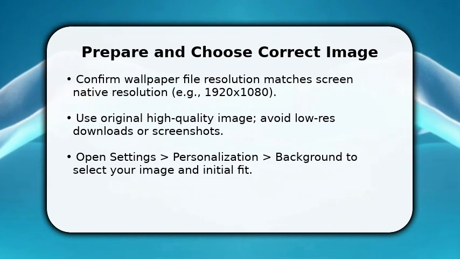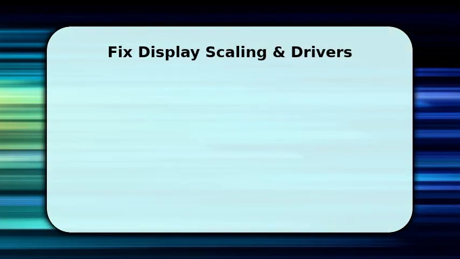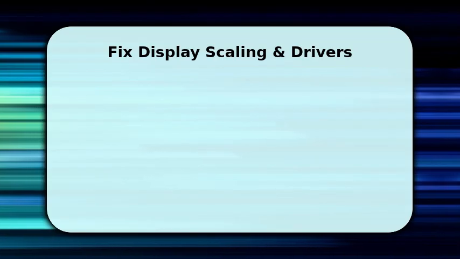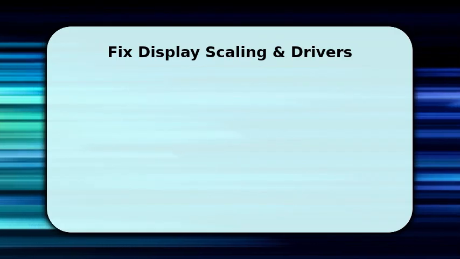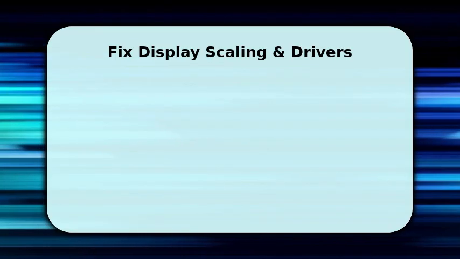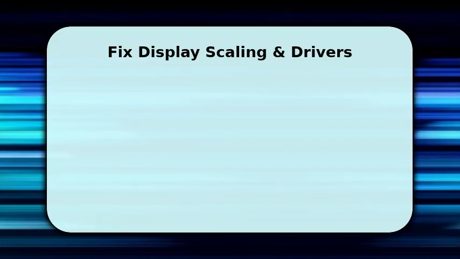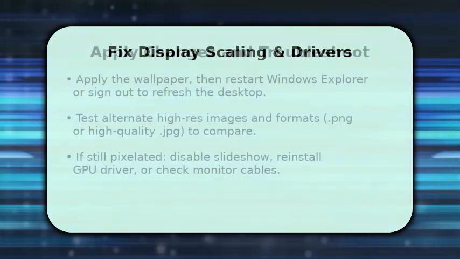Next, focus on how Windows renders the image. Open System Display and confirm the resolution is set to your monitor's native value, because incorrect resolution forces interpolation and blurs the wallpaper. Make sure Scale and Layout use the recommended percentage. Custom scaling can soften edges. Update the GPU driver from Device Manager or your graphics utility to ensure the compositor handles images correctly. Once done, reboot or sign out so the display driver and shell reload.